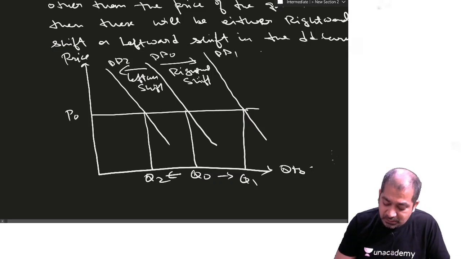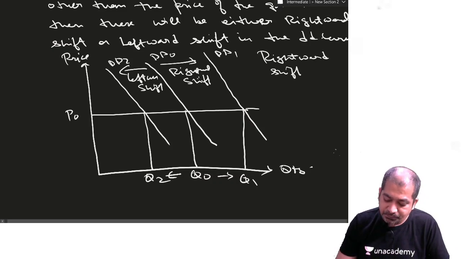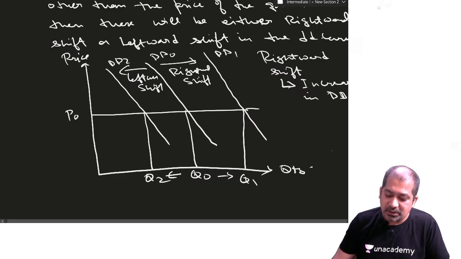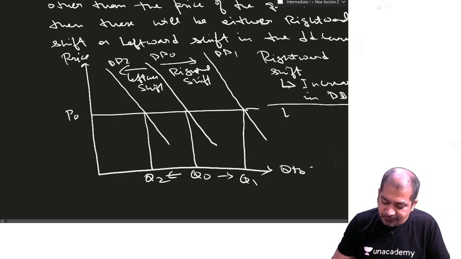Remember, a rightward shift will lead to increase in demand. DD stands for demand here, whereas a leftward shift will lead to what? Decrease in demand.